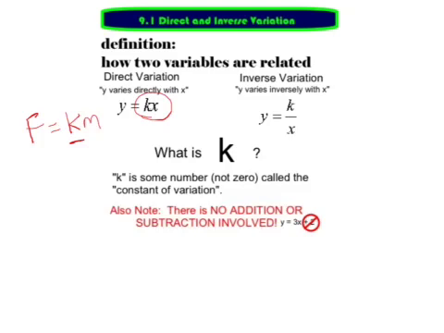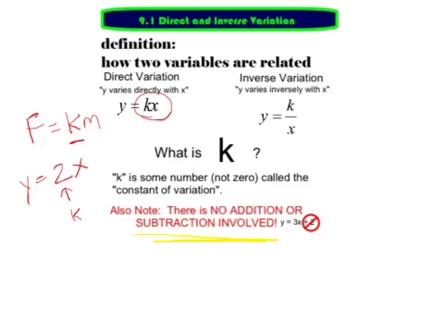For example, you might have y equals 2x, some constant number times the other variable, and in this case, k would be 2. Now, the key to this also is to recognize that there's absolutely no addition or subtraction whatsoever. So it's just a constant times the variable.